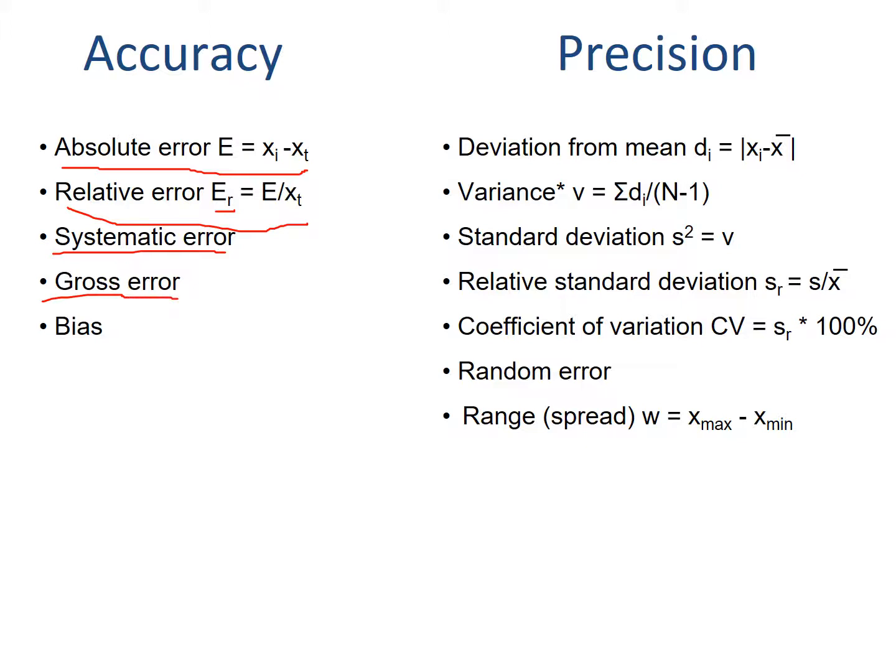Gross errors are like huge mistakes. Gross error is like, oh, I just completely forgot to drop a decimal place when I did a calculation, and now I've measured out 10 times too much.